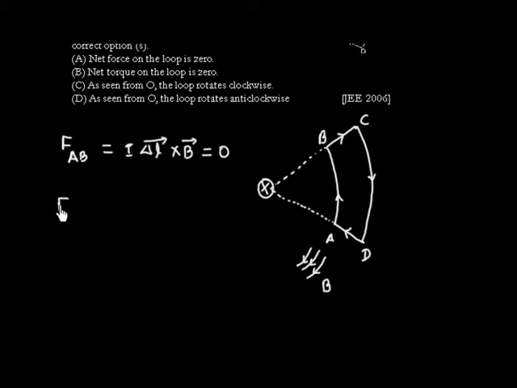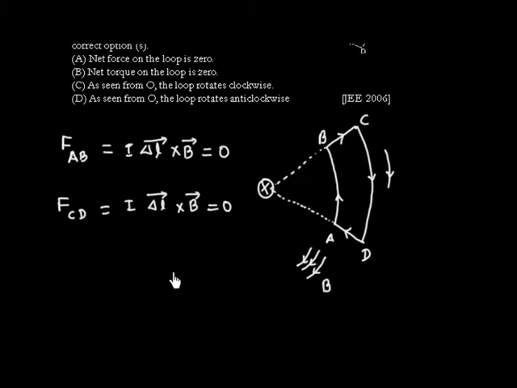Now let us find the force on CD. Again this is 0, because the magnetic field lines are this, and the wire length delta L is also this. So delta L and B make a 0 degree angle. So this is again I delta L cross B, which is again 0. So this force is again 0.